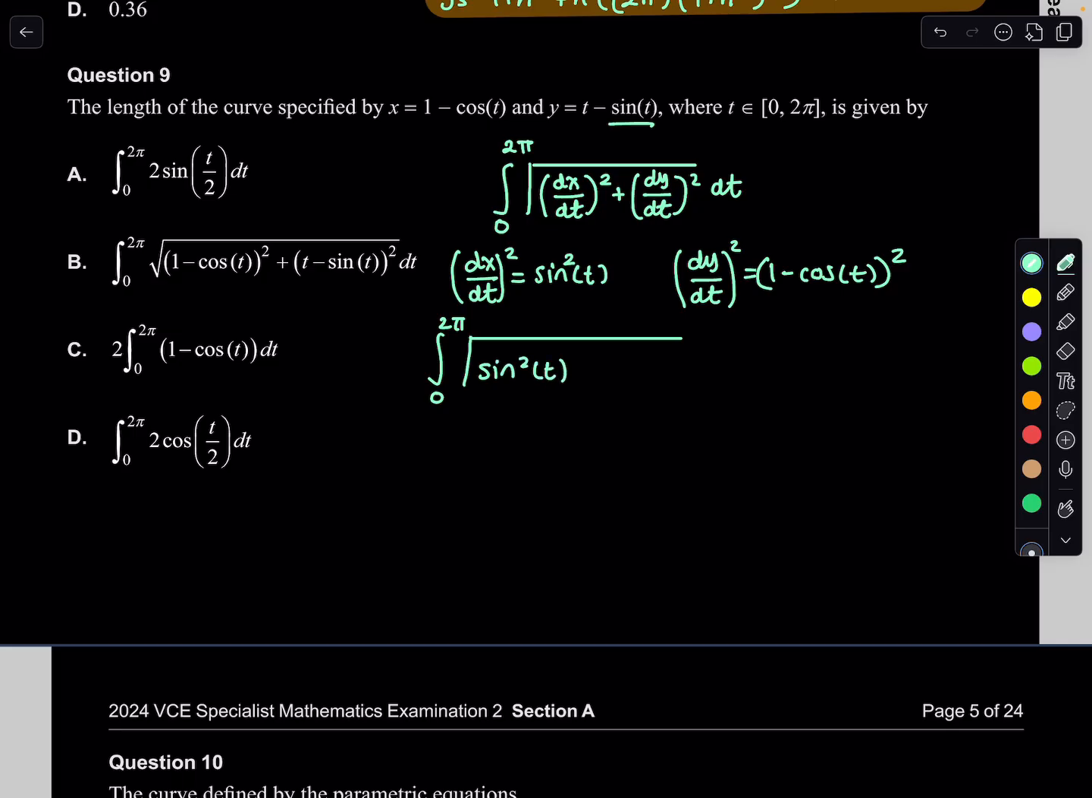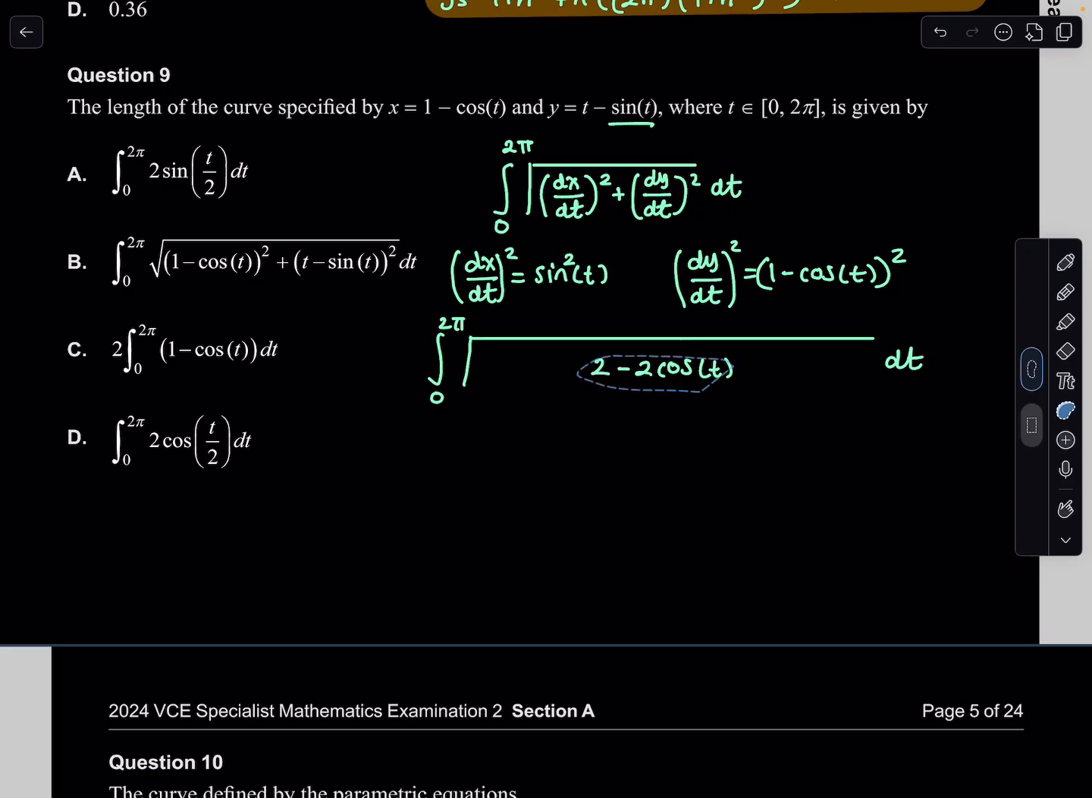Sine squared t plus, now I'm just thinking, let's expand that. So it'll be 1, because 1 squared, minus 2 cosine t plus cosine squared t when you expand that. So yeah, dt. Now think about it. We have sine squared t plus cos squared t, and if you know that's equal to 1, we can actually just rub that out and put it as 1. And 1 plus 1 is, of course, 2.